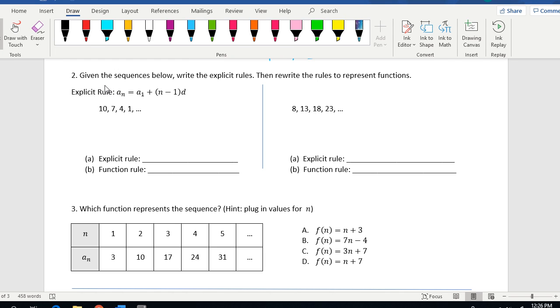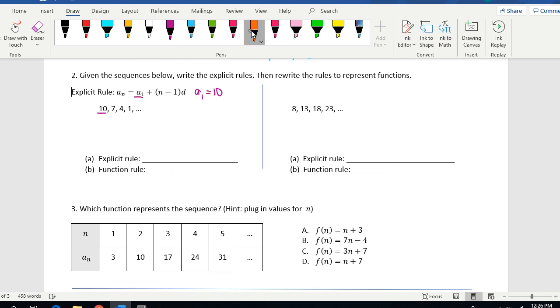All right, so now let's look at number 2. I'm given the sequence below, and I want to write the explicit rule, and then I'm going to rewrite that rule as a function. All right, and I'm given the explicit rule right here, so all I have to know how to do is plug in the correct numbers and then simplify.